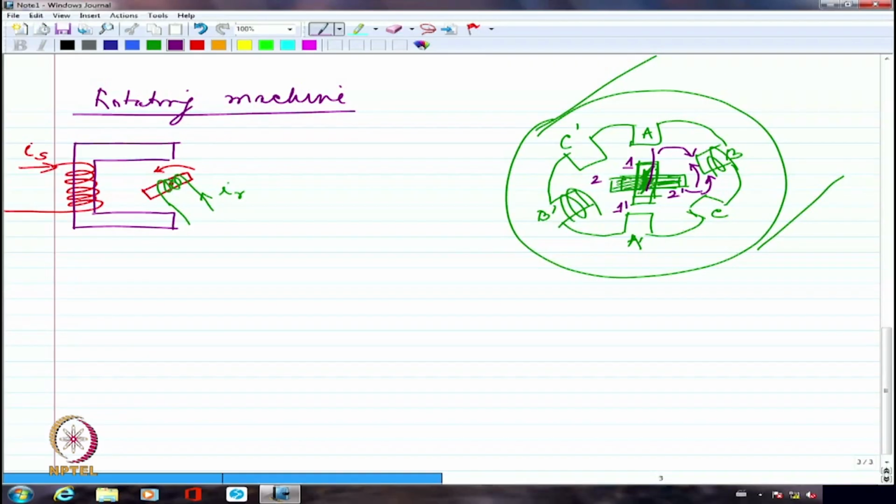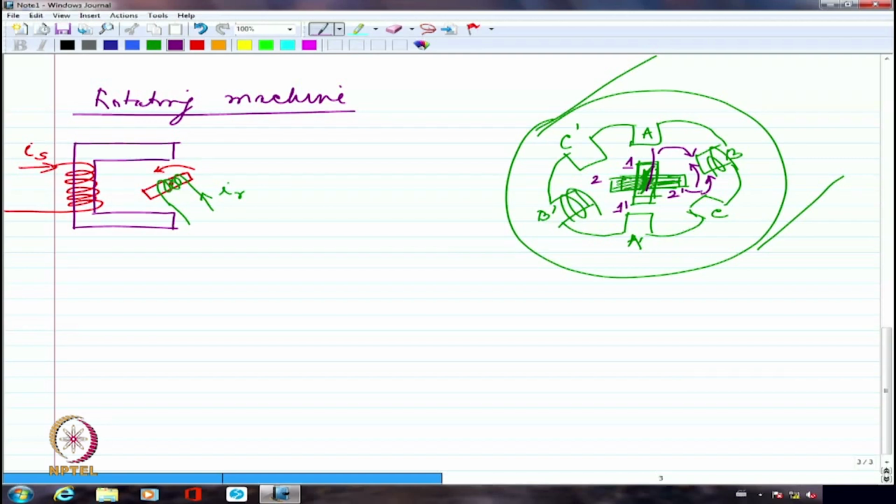After giving the excitation to B and B dash, and once the poles are aligned, I can remove the excitation from B and B dash and give it to C and C dash. Then again, whichever is the closest pole will try to align itself with C and C dash. So for every pulse that I am giving, I am calling this a pulse. A and A dash I am giving one pulse. Then B and B dash I am giving another pulse. And C and C dash I am giving the next pulse.